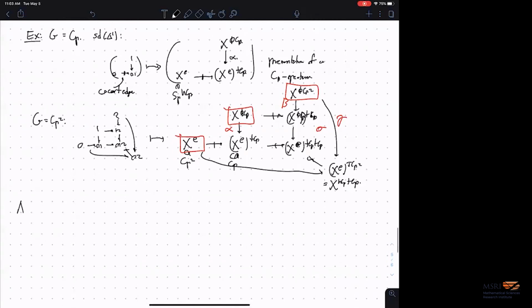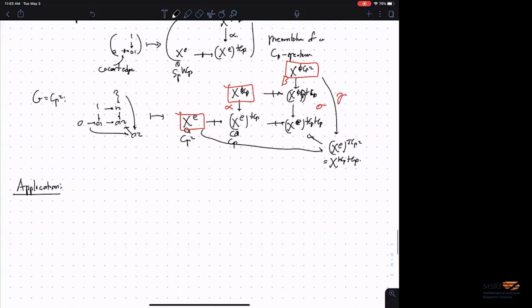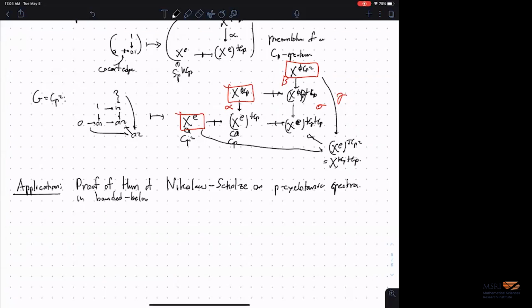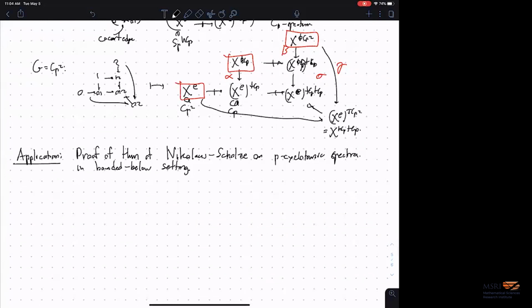Okay, so let me go to my application now. I have about 30 minutes remaining. So let me give another proof of the theorem of Nikolaus and Scholze on p-cyclotomic spectra in the bounded below setting. Let me state the theorem first.